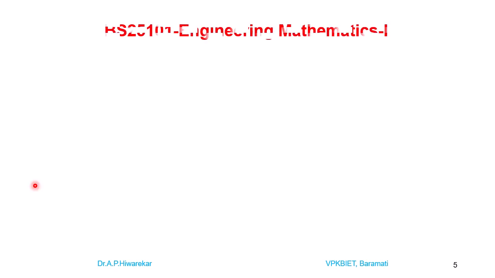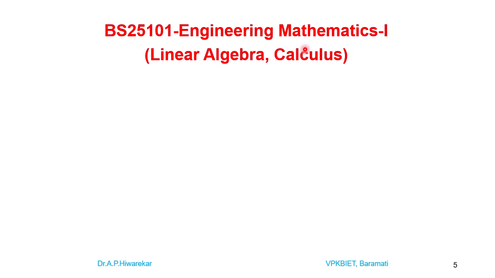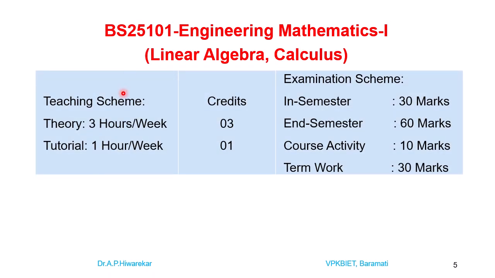Here we have subject code which is BS 25101. Course name is Engineering Mathematics 1, which consists of linear algebra and calculus. Teaching scheme: there will be theory 3 hours per week and tutorial 1 hour per week per batch.